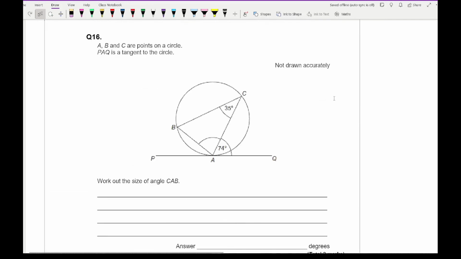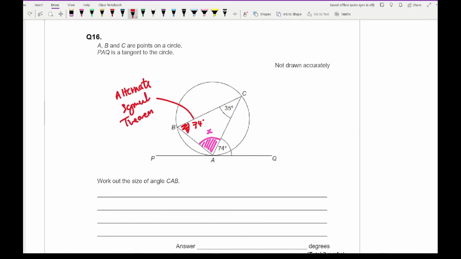Moving on to question 16, it says A, B and C are points on a circle. PAQ is a tangent to the circle, and it says work out the size of angle CAB. So let's just first of all note what angle we're trying to work out. This is the angle in question, so let's start by calling that x. From this we know that this angle here is also going to be 74 degrees, and the reason for that is because of the alternate segment theorem.